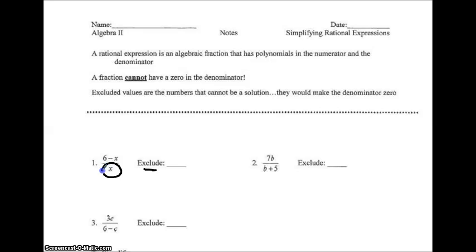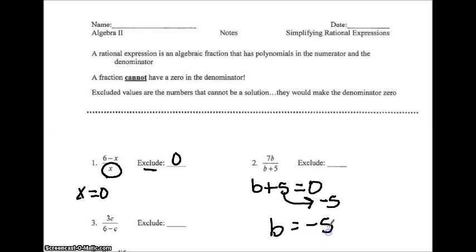So if you looked at number 1 here, all you care about when you're doing your exclude is the bottom. You take the bottom, which is x, and you set it equal to 0, and you solve for x. Well, x is by itself here, so you are going to exclude 0. Whatever you solve and get for this problem, 0 cannot be the solution. So for number 2, you would take your b plus 5 and set that equal to 0. You would move your 5 over and subtract it. b is equal to negative 5. So you exclude negative 5.